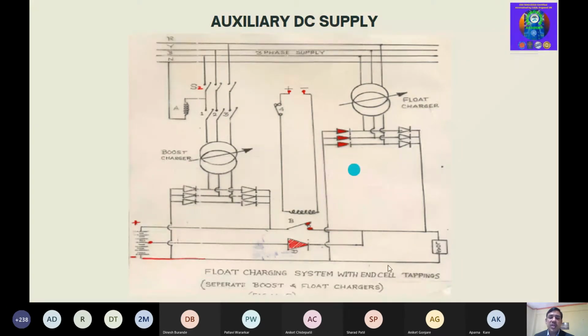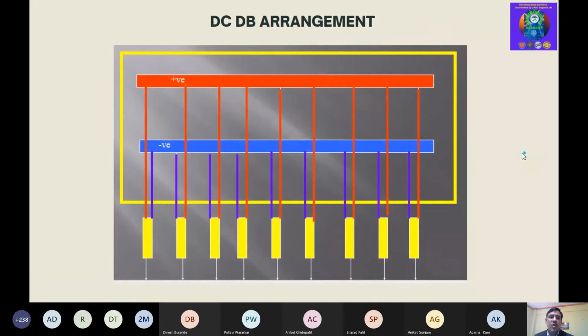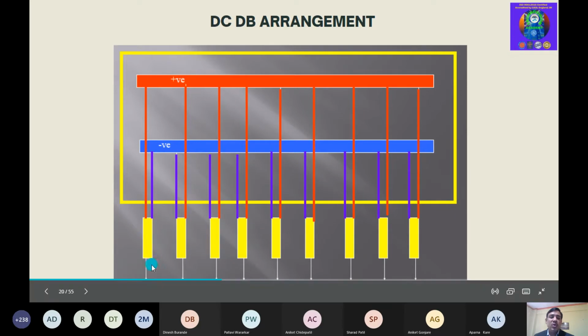Generally these chargers we operate in parallel, batteries in parallel and the load is also parallel. So all this arrangement is in parallel to maintain the redundancy of the system. So this is the DC distribution arrangement. You have a positive bus and a negative bus. Here is your load, where you provide one positive and the other negative terminal, and from that you supply to your other systems.